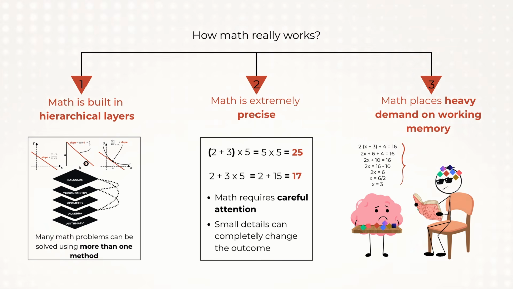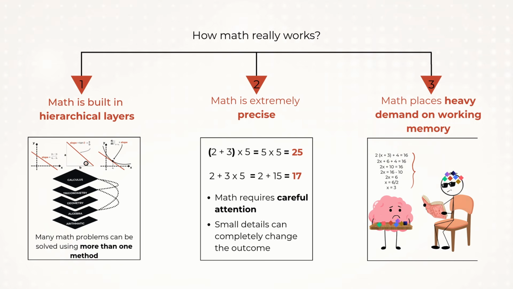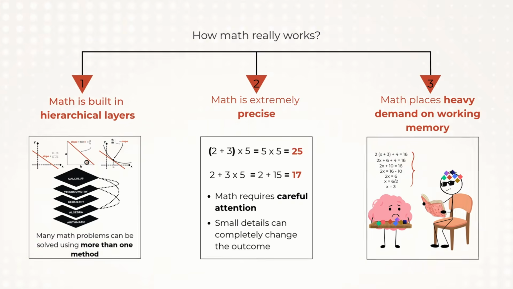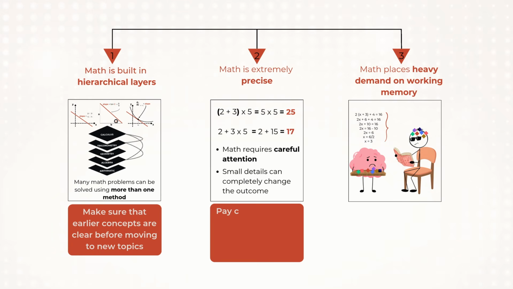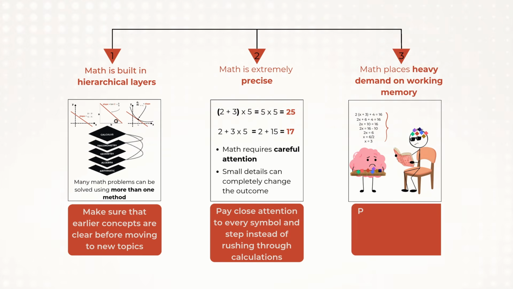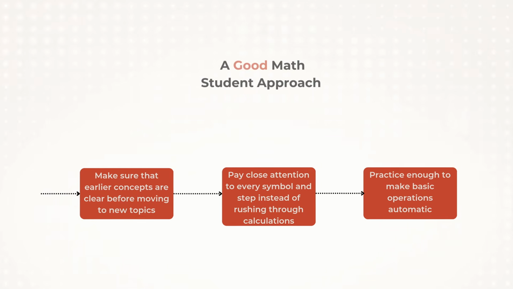When you study coherently while keeping these 3 things in mind, you become good at math. First, you make sure that earlier concepts are clear before moving to new topics. Second, you pay close attention to every symbol and every step instead of rushing through calculations. And third, you practice enough to make basic operations automatic so that the load on your working memory is reduced. If you study like this, you have solved half the problem. This will make you a good math student.